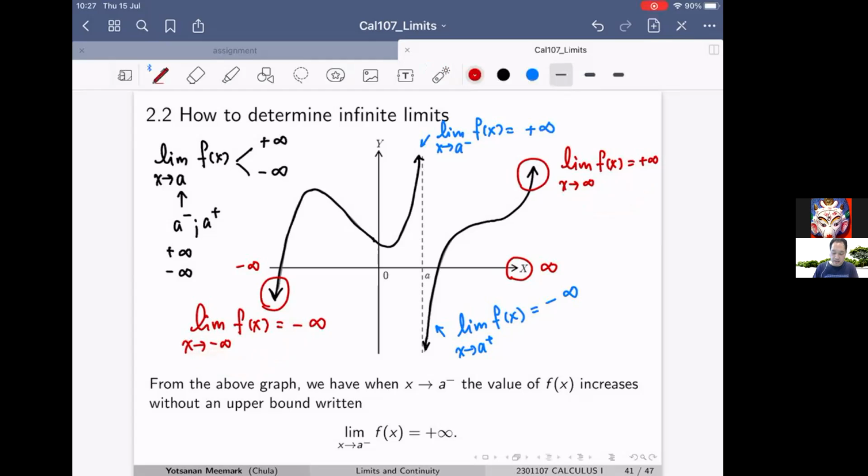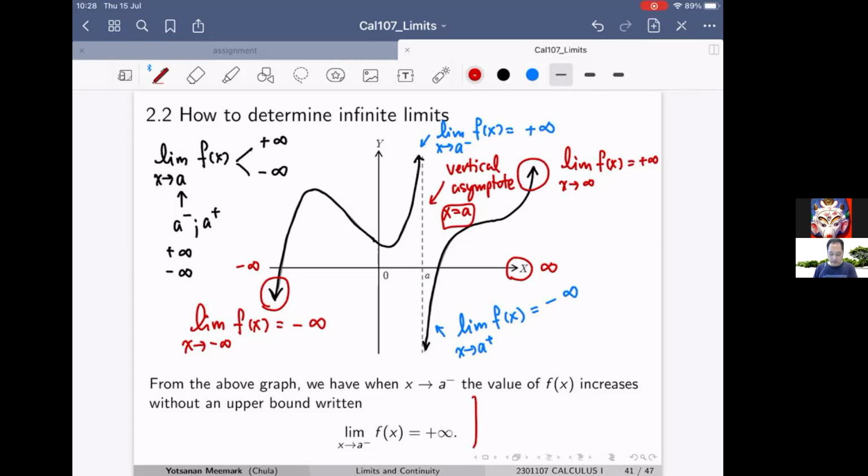And sometimes this kind of line is called the vertical asymptote. This vertical asymptote means that your graph will go close to this line but will never touch or cut this line. It will be the line x equals a, where your function cannot take a value, or the value of your function cannot be defined here.